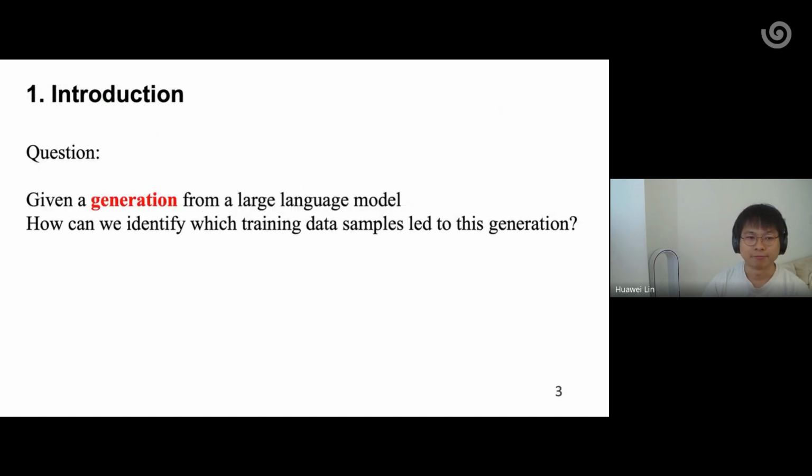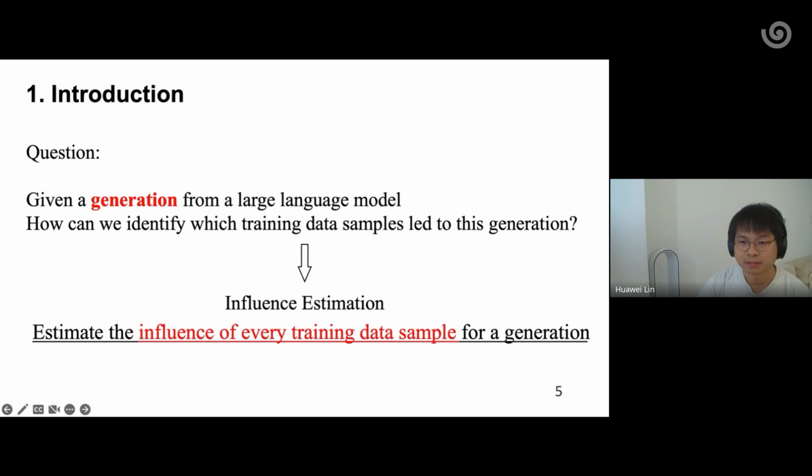Okay, let's consider a fundamental question. Given a generation from a large language model, how can we identify which training data sample influence this generation? I mean, how can we identify which training data sample led to this generation? Okay, yes, we can use the influence estimation.